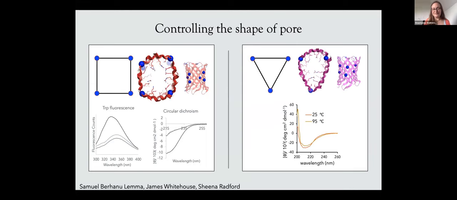we built beta barrel pores that have very characteristic shape of the lumen. And for these designs, we have biophysical evidence that some of the designs fold, but of course we are now working on structural characterization to investigate in more detail the accuracy of the design.